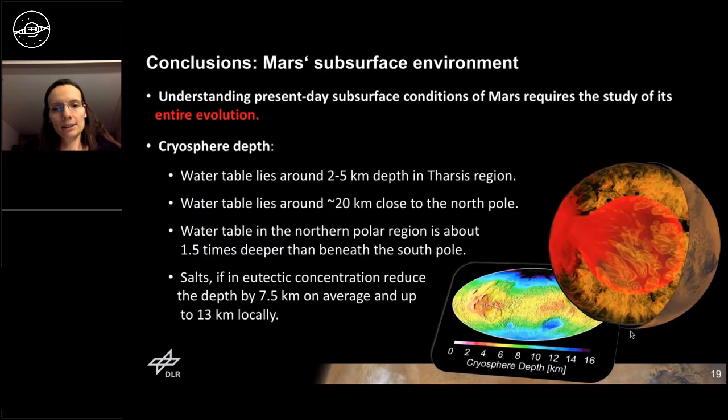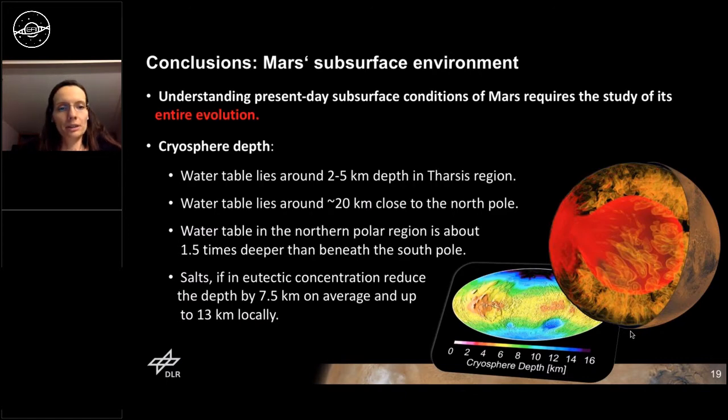So to conclude this part, we have seen thermal evolution models that can help us predict the cryosphere depth distribution. And in order to understand the subsurface conditions on Mars, we need to study the entire thermal evolution. Now we have seen in the models that if we include surface temperature variations and crustal thickness variations, the water table depth lies at about 2 to 5 kilometers in the Tharsis region, and at about 20 kilometers close to the North Pole. And this is the combined effect of the crustal thickness variations and of the surface temperature variations.